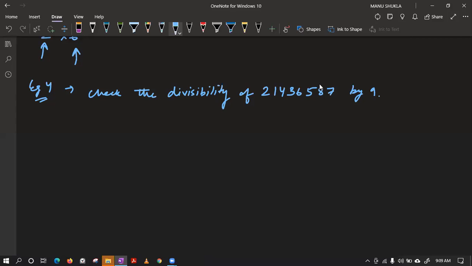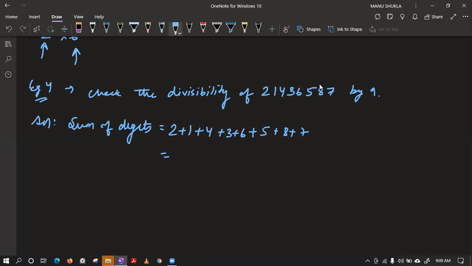For 9 we have the rule, we have to add all the digits. So sum of digits we have to find first. That is how much? 2 plus 1 plus 4 plus 3 plus 6 plus 5 plus 8 plus 7. That is how much? 3, 7, 10, 16, 21 plus 7, 28 plus 8, 36. That is 36. So class, can we divide 36 by 9? Please tell. Can we divide 36 by 9?